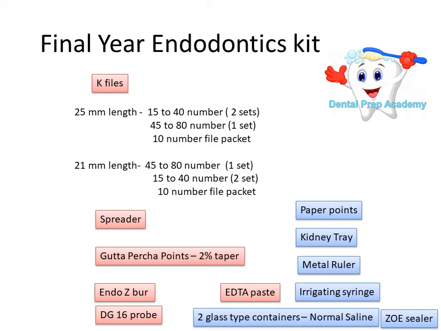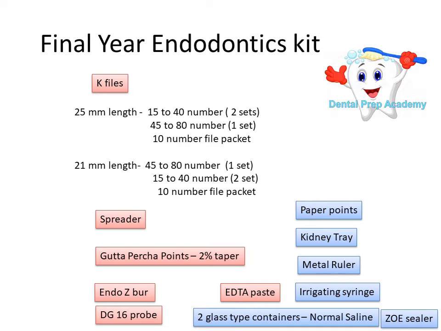Now, when you are about to use 15 number K file, you coat it with the EDTA and start using. So before using that 15 number file in the canal, you need to have an irrigating solution.